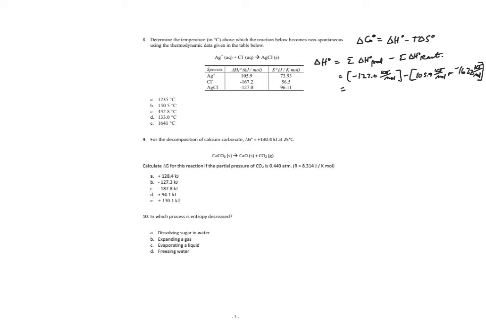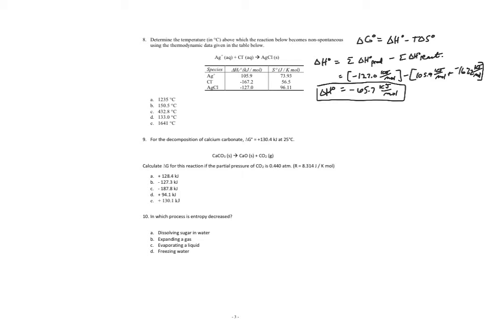Okay, so we can pause for a moment and let you calculate what that number is. Okay, so for this value of delta H, I get negative 65.7, and that's going to be kilojoules per mole. All right, so that's my delta H value. And I'm just going to box that up.